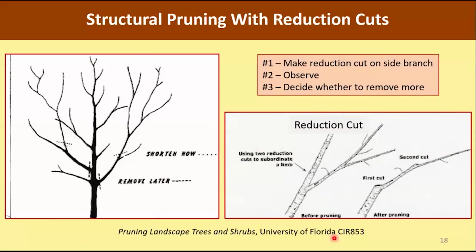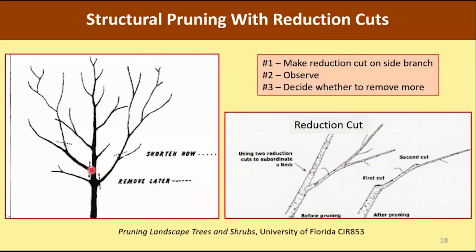Okay, let's look at how we make reduction cuts. In this example, we have a central leader that is crowded by two side branches. If we don't intervene, these side branches will gain vigor, which will worsen the aspect ratio where it joins the trunk. And over time, we'll get weaker connections.